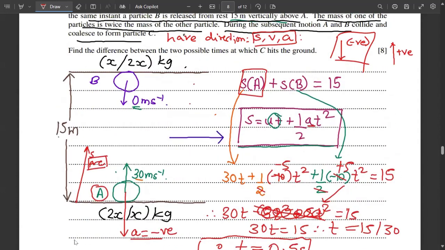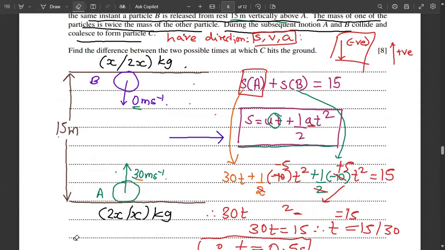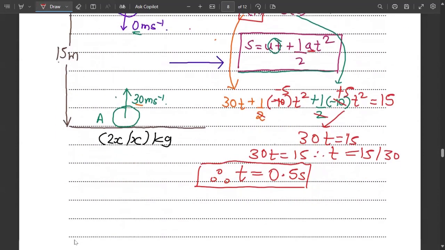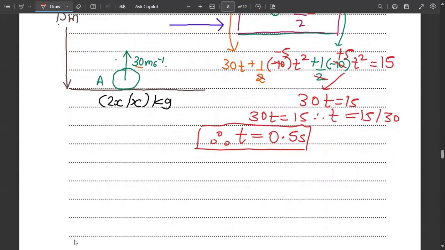That means at the instant A has started to move upwards and B downwards, after 0.5 seconds they will collide. They will touch. I hope that much is clear. So now going ahead, we'll calculate at what height they are touching.